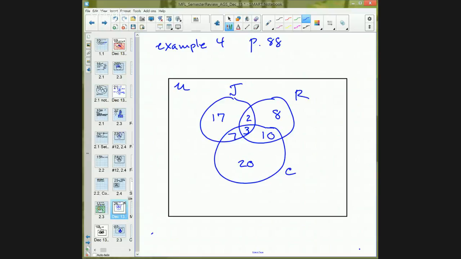Now, they said there's a total of 70 students. So what's the last thing we have to do? We have to add them up to see if there's any on the outside. 19, 27, 37, 40, 47, 67 I came up with. That means there must be 3 people who don't like any of those 3 types of music.